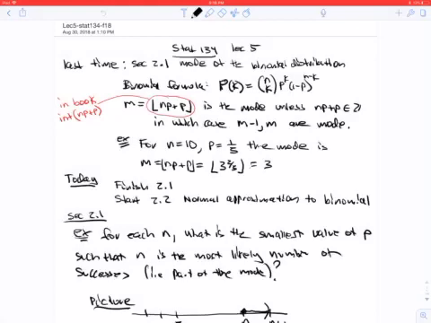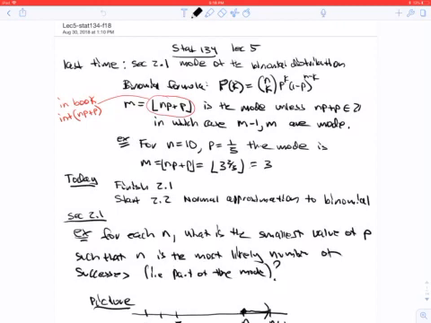Last time we talked about the mode of the binomial distribution. Remember, the mode is the floor of np plus p, unless np plus p is an integer, in which case m minus 1 and m are the mode. Remember, the floor is the integer part of a number, so the floor of 7.2 is 7.